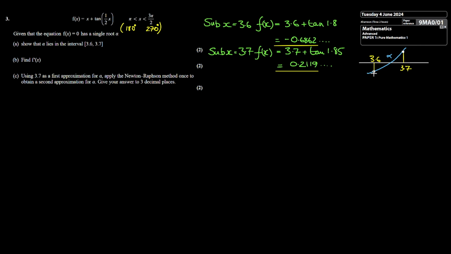I'm not saying the curve has this shape at all, but at least we do know that it must cross the axis between 3.6, coming up from negative and going positive at 3.7. So that's the answer to part A.